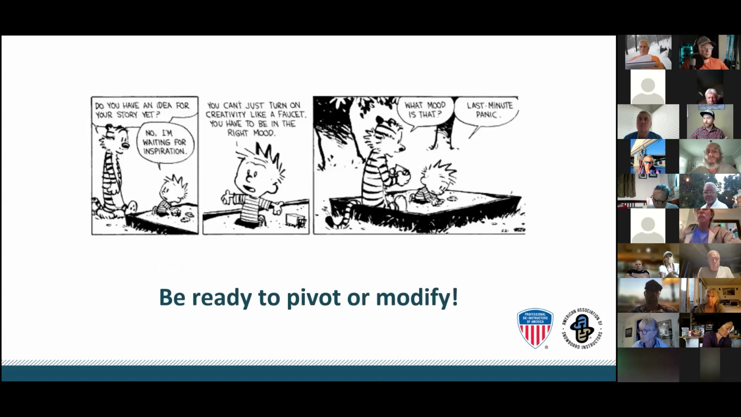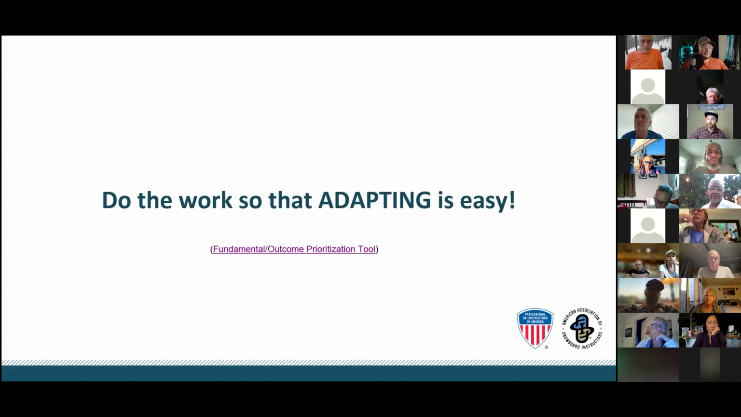So I think what's really important is being ready to pivot. Now, I love Calvin and Hobbes. I don't know if y'all can read this, but I put a few Calvin and Hobbes quotes in here. Last minute panic is my jam. So in order to be ready to pivot, you need to have enough of a framework of where you can go in any given moment.